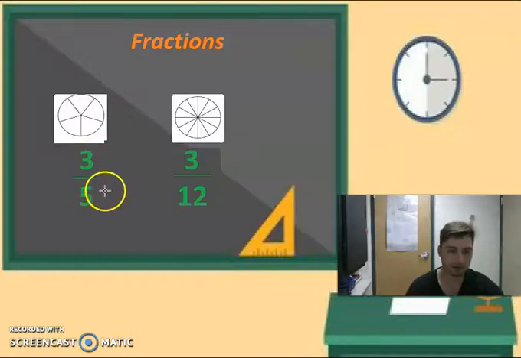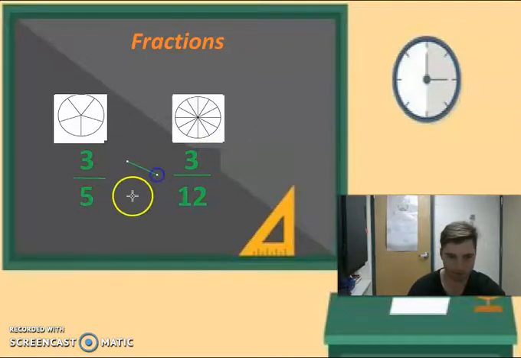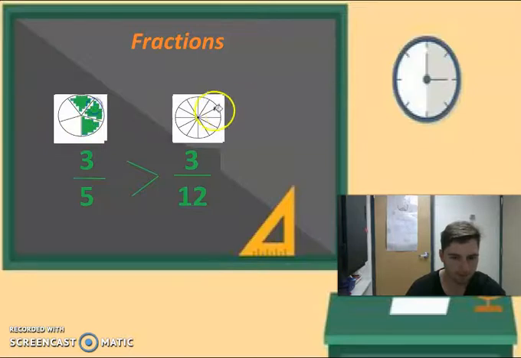So we have 3/5 or we have 3/12. Well, our numerators are the same, so the denominator that's smaller is going to be the larger one. Because there's 12 small pieces, I only get 3 of the 12 small pieces, or I get 3 of the 5 large pieces. So 3 large pieces is bigger than 3 small pieces.